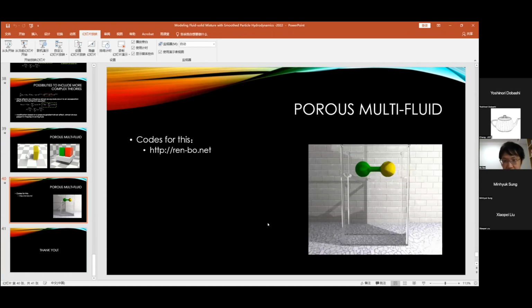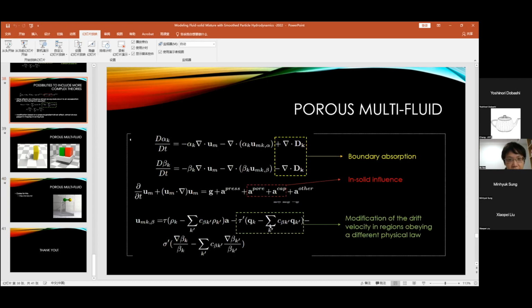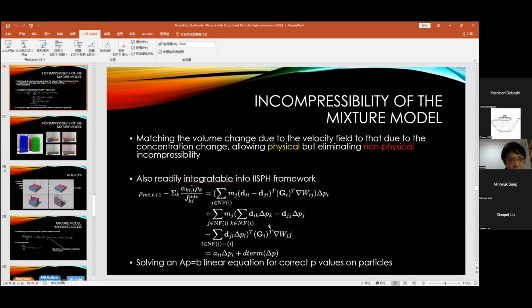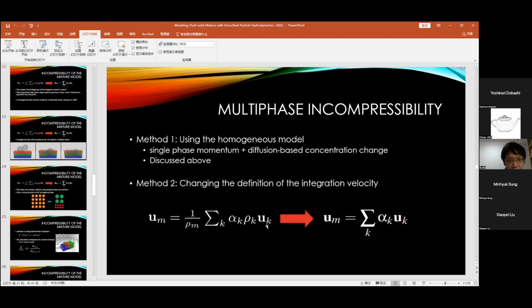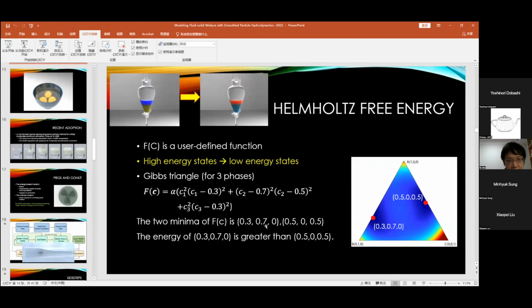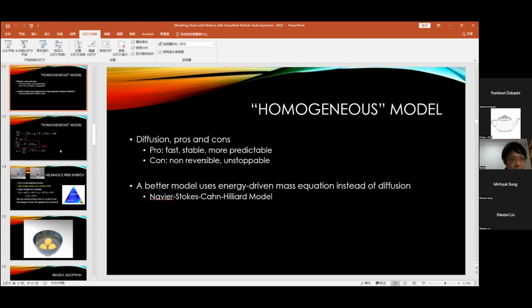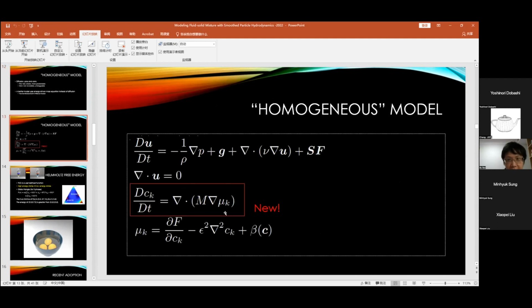Okay, if there are no questions from the audience, I have several questions. In this talk, you initially mentioned the Navier-Stokes Cahn-Hilliard equation. Are you using this in some of your research you mentioned here? Did you use this kind of model equation to solve the multiphase flow problem? Yes, yes. Do you mean this?